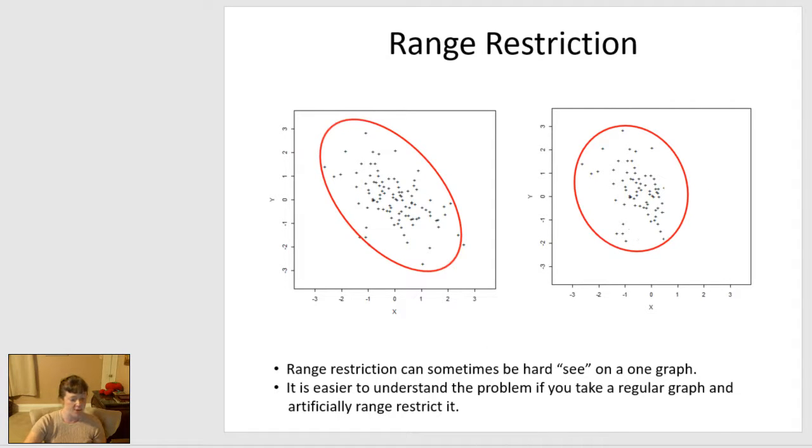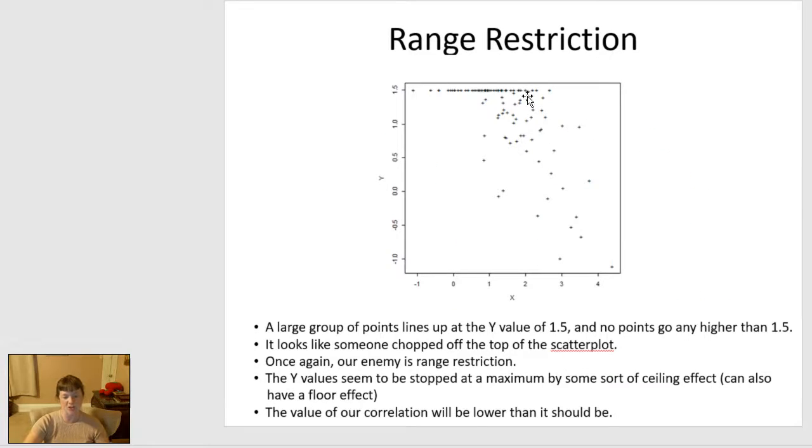Here's another example of range restriction. This is what is called a ceiling effect, right? For whatever reason, there aren't scores on Y that go above 1.5. If I had been able to measure things on Y above 1.5, maybe I would have gotten a nice, beautiful correlation that was much stronger, right? I would have gotten some range up here, where I would have gotten a nice hot dog shape. But because I don't have any range of Y up there, it's range restriction.